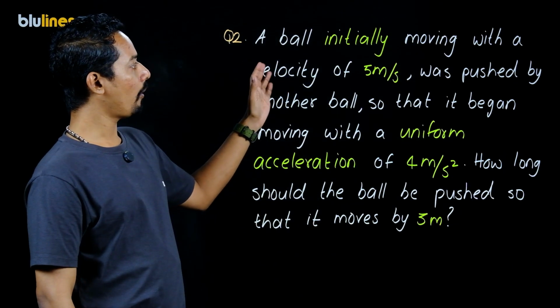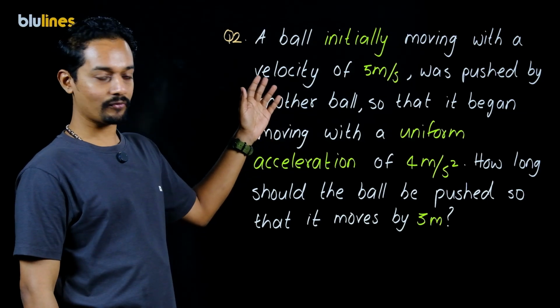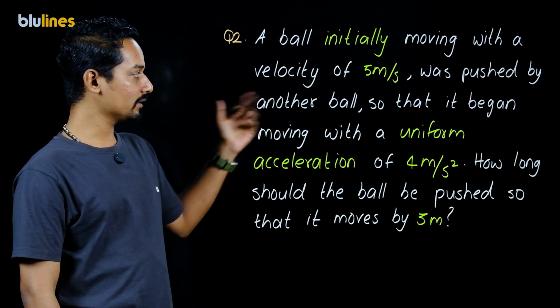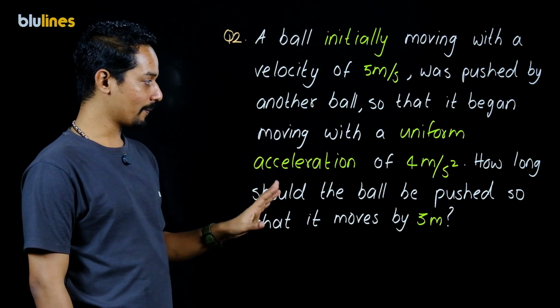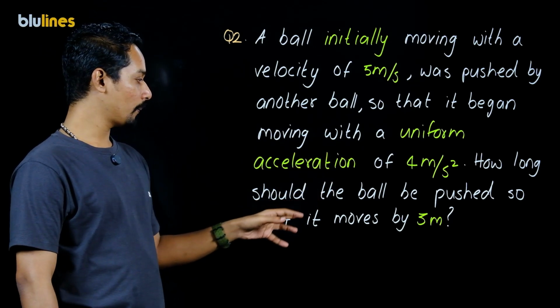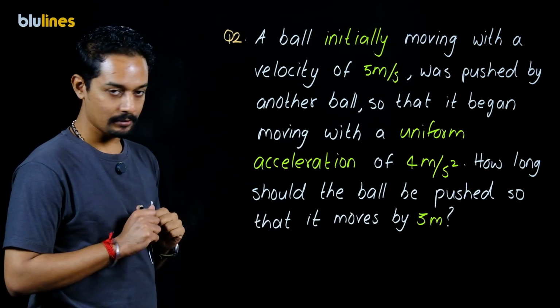So in this problem, a ball initially moving with a velocity of 5 meter per second was pushed by another ball so that it began moving with a uniform acceleration of 4 meter per second square. How long should the ball be pushed so that it moves by 3 meters?